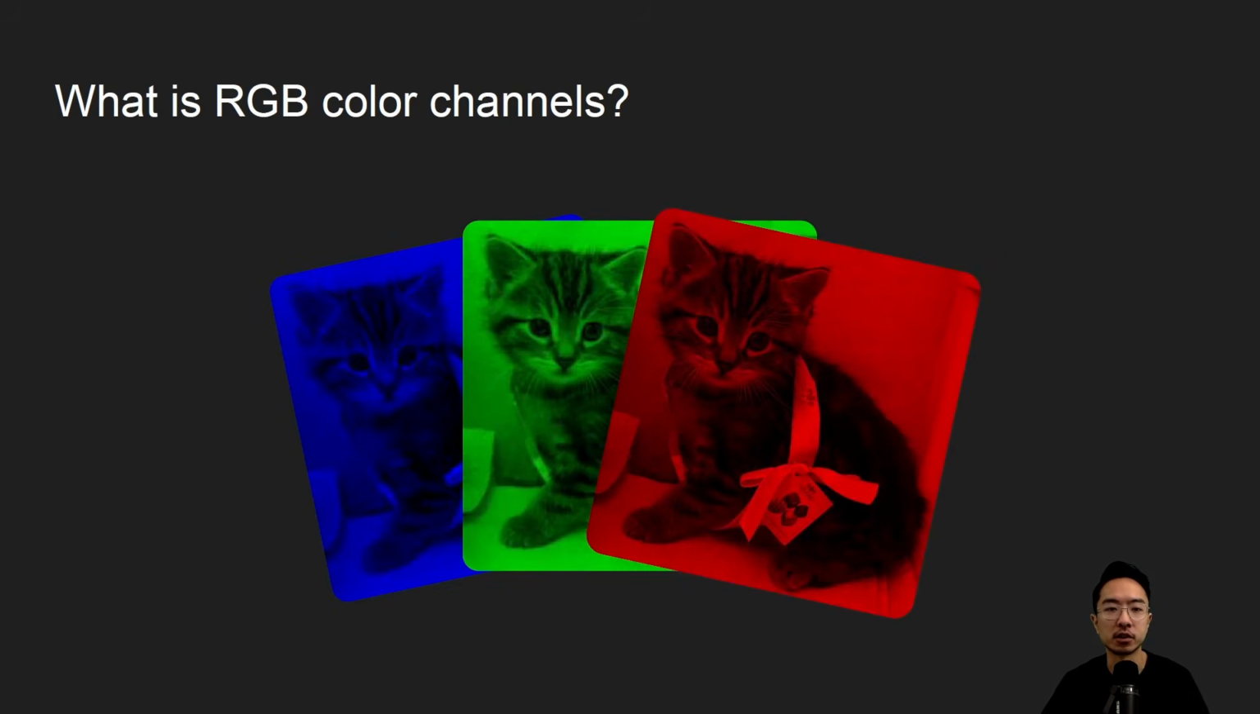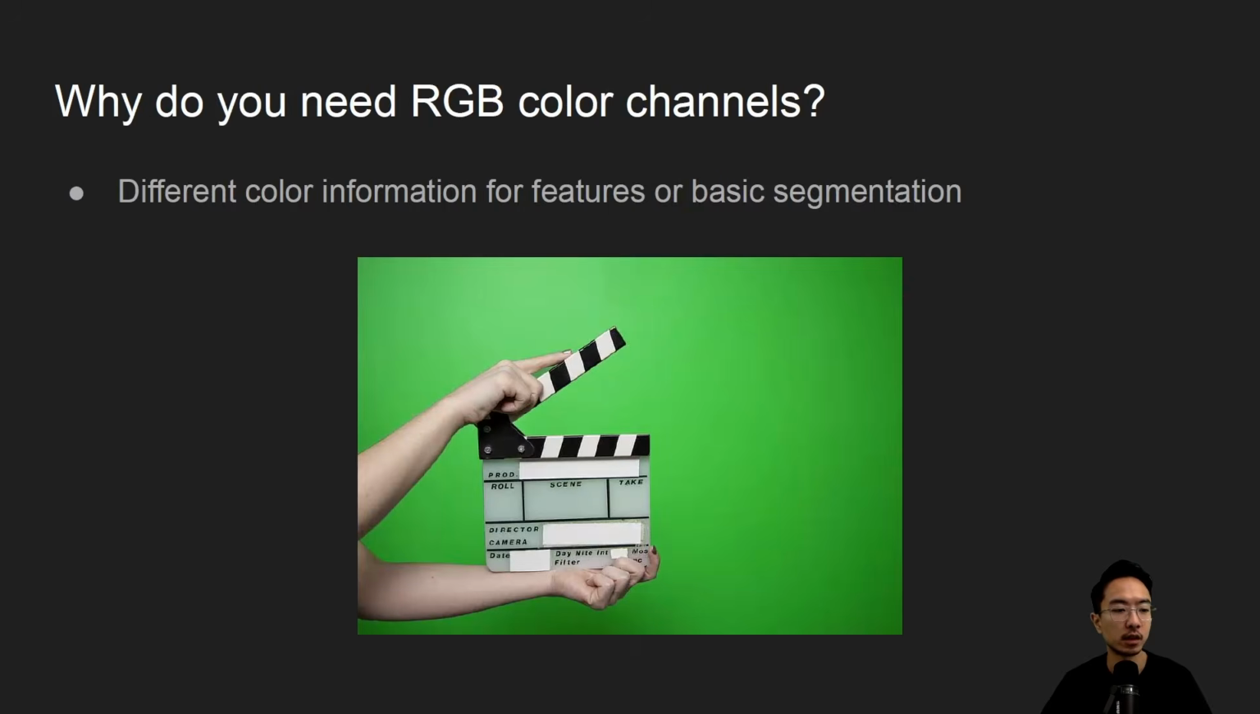Okay, so what is RGB color channels? So when you have an image, you'll have three channels usually. So here we have the blue one, the green one, and the red one. But with OpenCV, you actually have BGR instead. So the order is flipped, and depending on which program you're using, you may have different channel order conventions. But usually there's a simple way to switch the different order of the channel with a simple command.